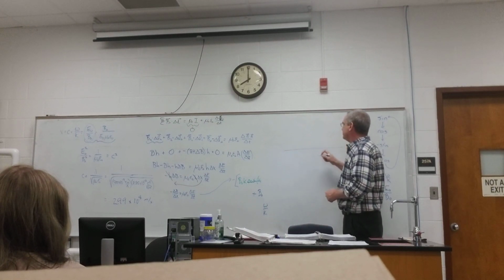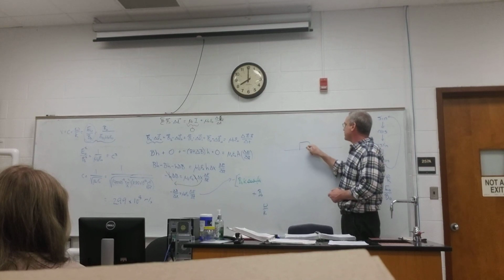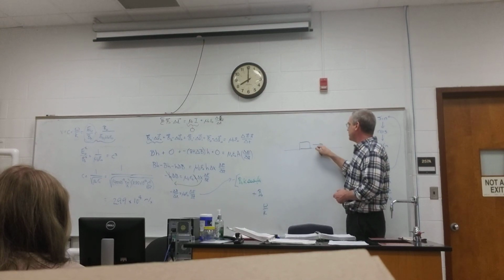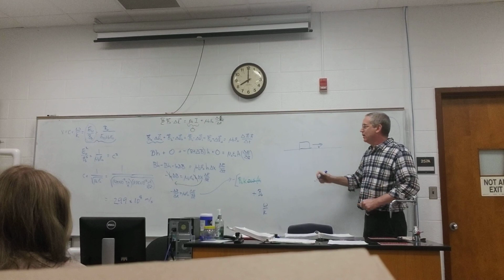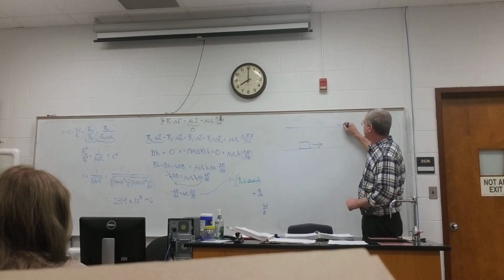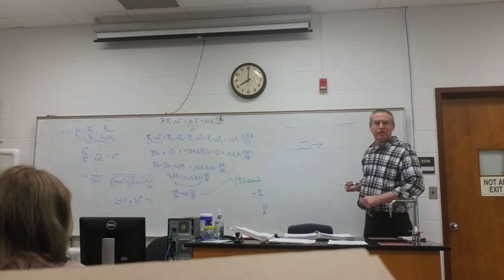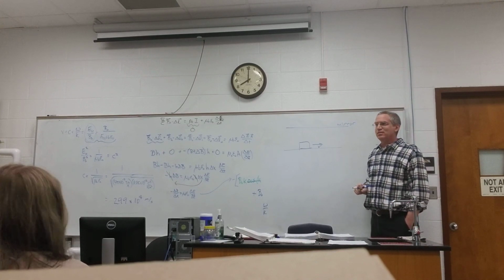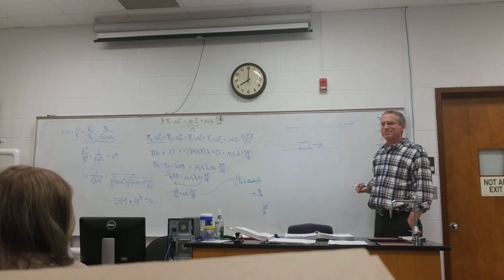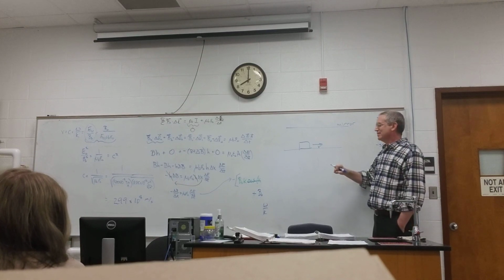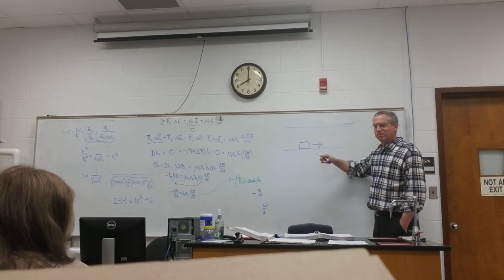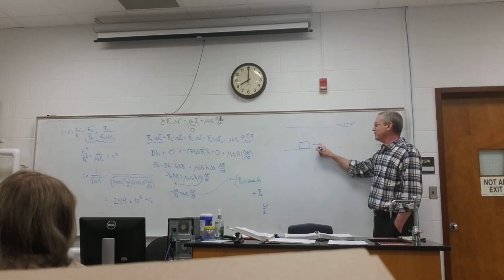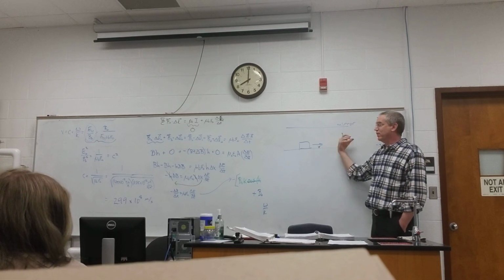Set up a thought experiment. You have a box here that is traveling along at some speed v, and there's a mirror up here. This thing's traveling at some constant speed v in that direction, so constant velocity.